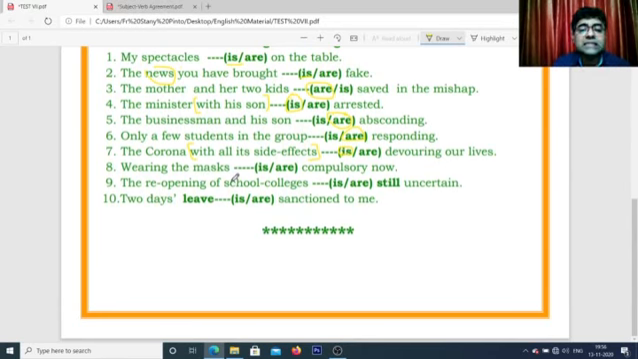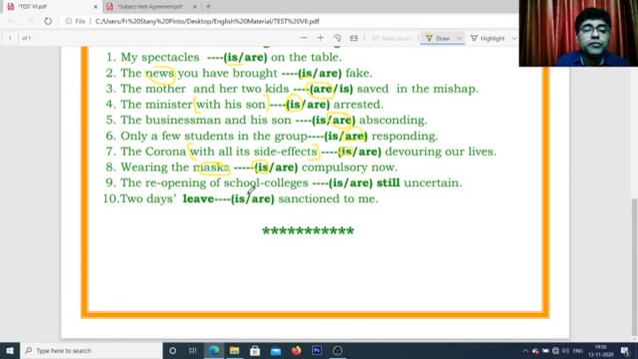Wearing the masks compulsory now. Wearing the masks is compulsory now. Why? We have nothing to do with the mask, though it is here. We are speaking about the action of wearing. Okay, wearing, the subject is different. The subject is actually a gerund here, that is the action.